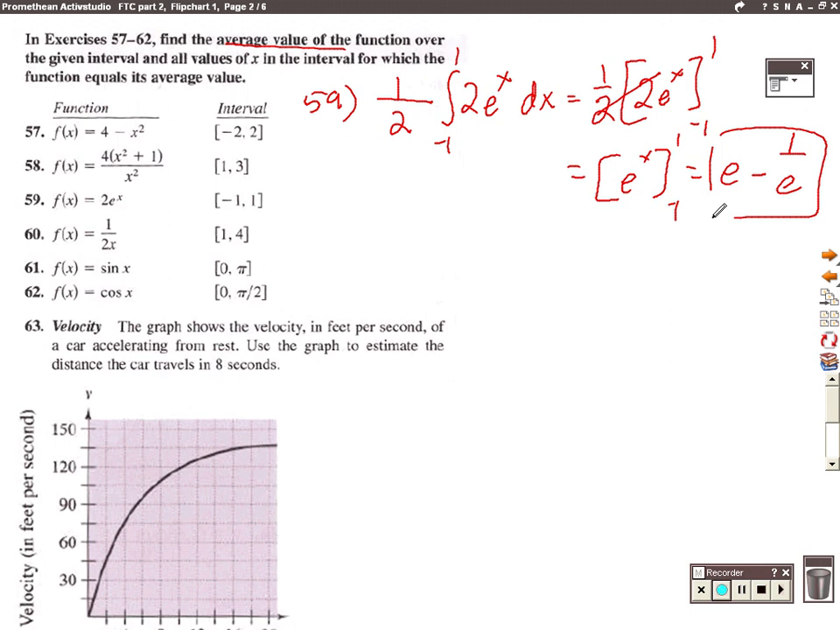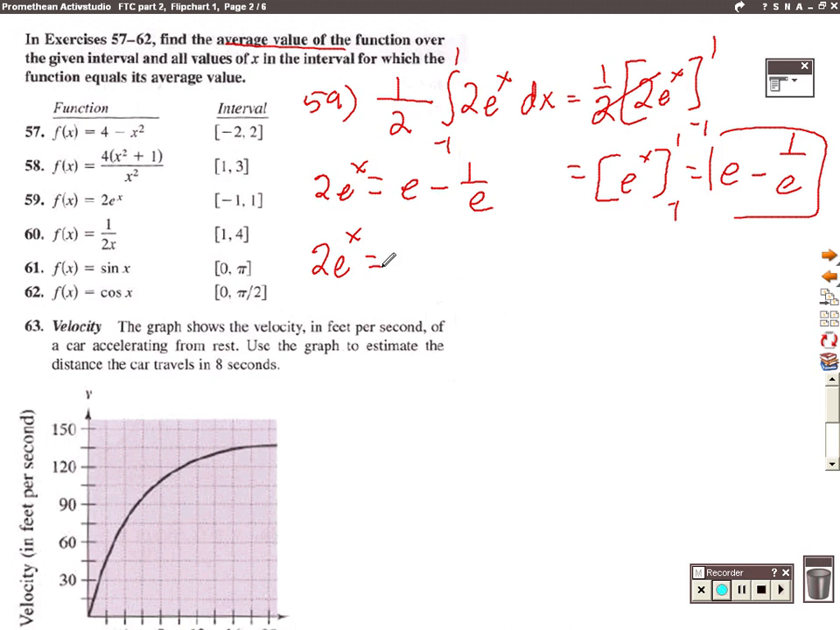I'm trying to look and see if any of these are really, really hard. Oh, now it also says do the mean value theorem. So it's wanting to know when the average rate of change is equal to the instant rate of change. So that's a little bit more challenging. So my instant rate of change is 2e to the x, and my average rate of change is e minus 1 over e. So I've got to do a little work here.